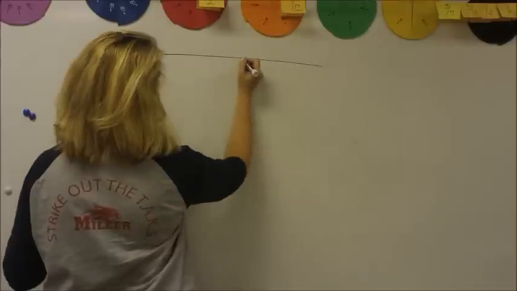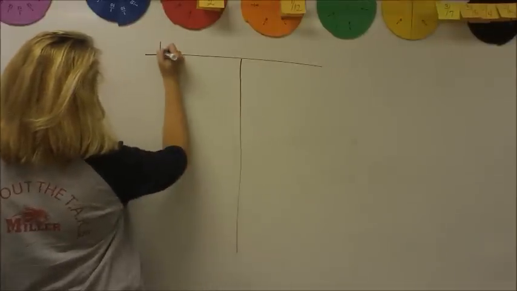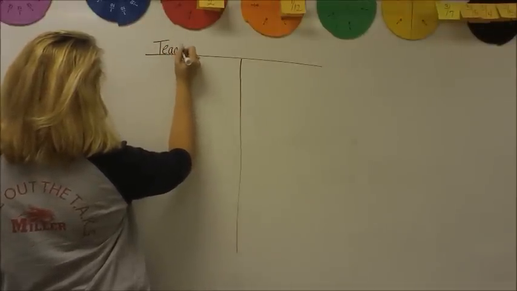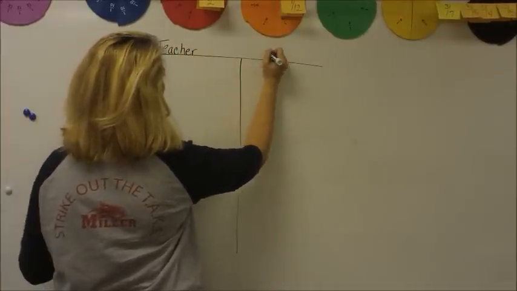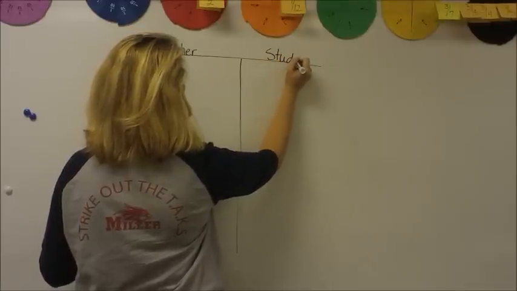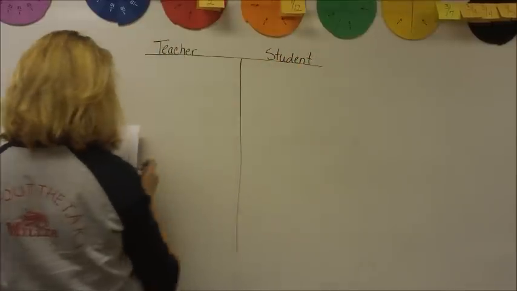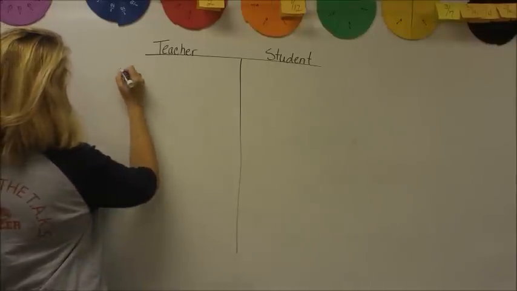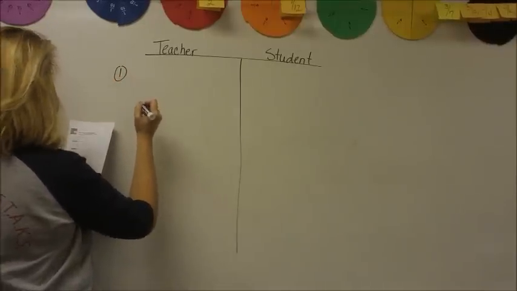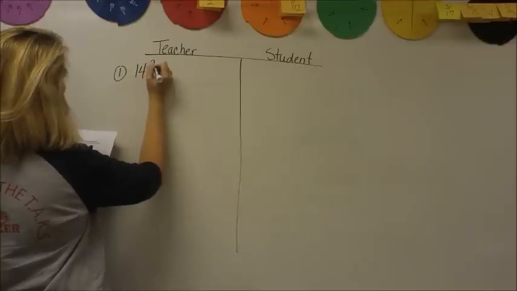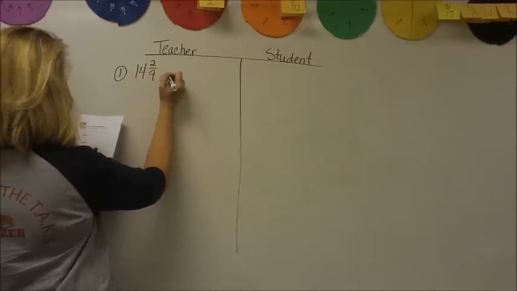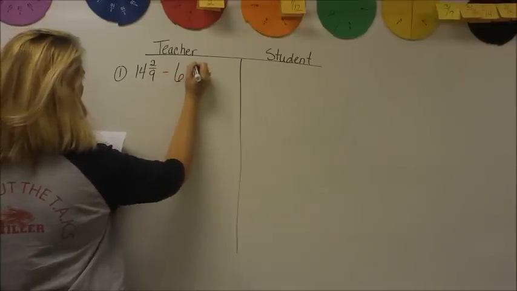I need you to do a teacher-student column. Here's an example. We've got 14 and 2/9 minus 6 and 1/9.